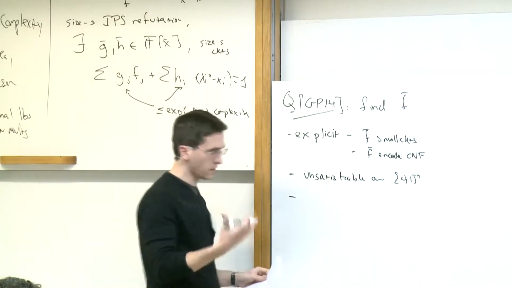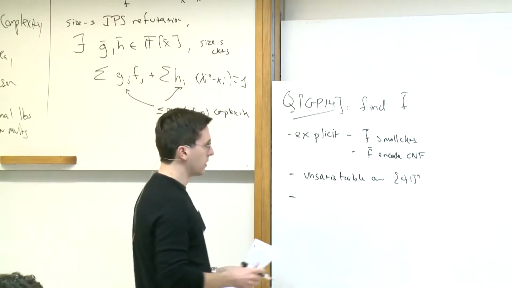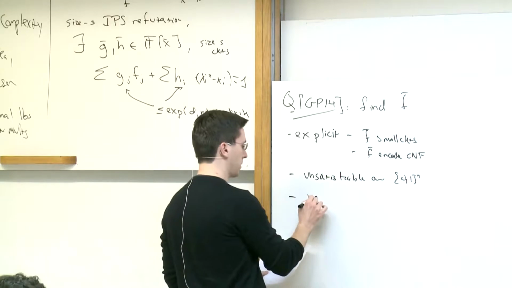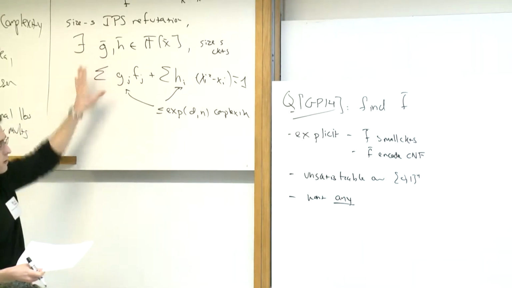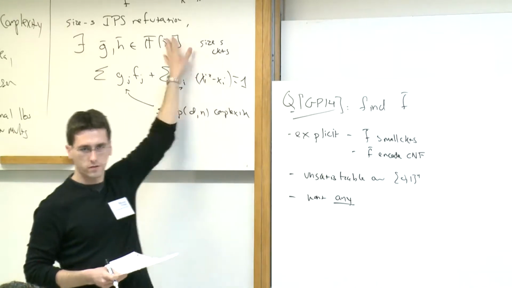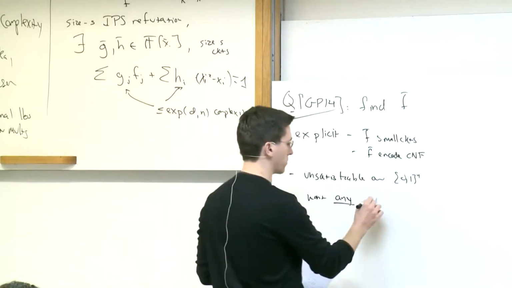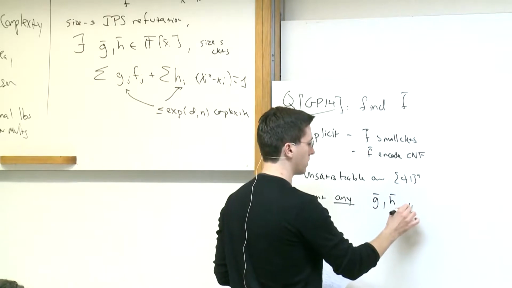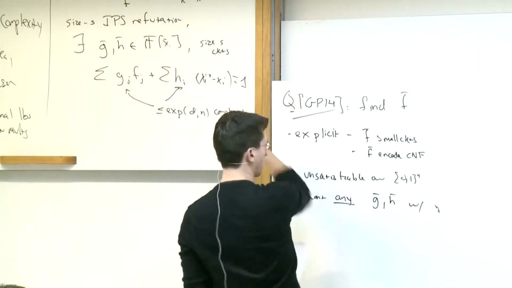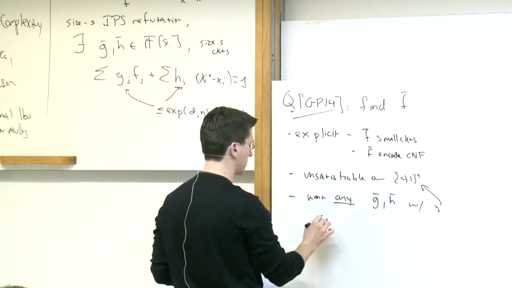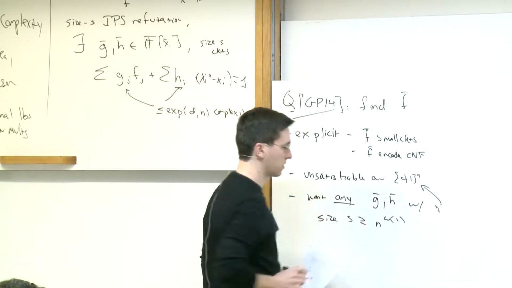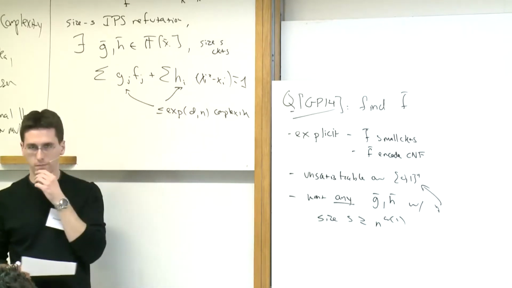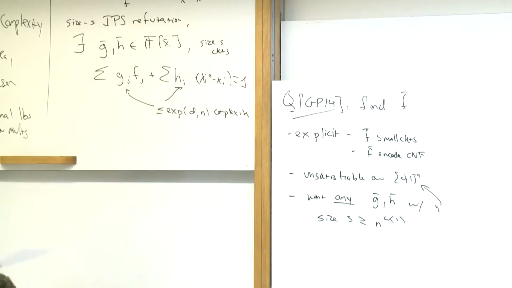And then the main important thing is what Raphael is asking about. This is saying there's some proof. Now we want to say that for any proof satisfying this condition, we must have large size. So for any g and h with the thing over there, the size s must be at least super polynomial, like n to the little omega 1. Okay, so that's what we really want.